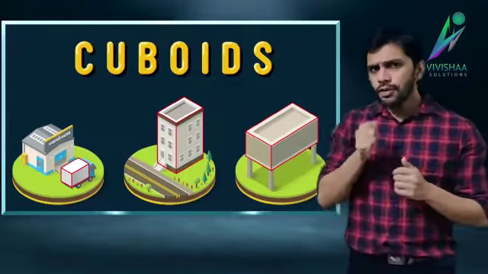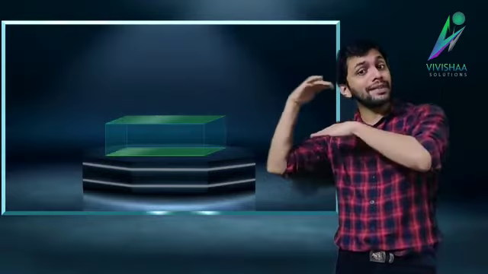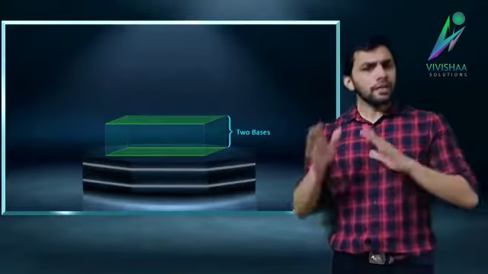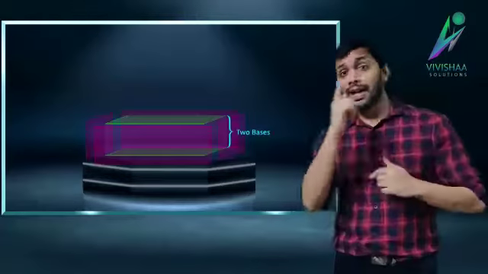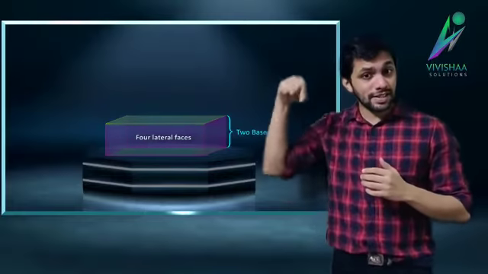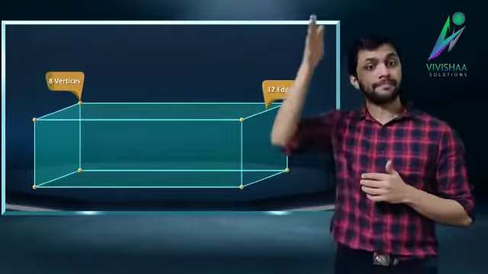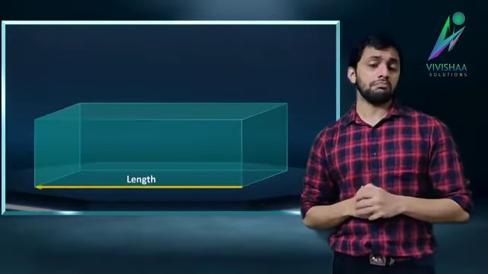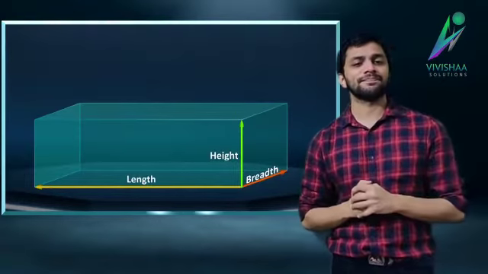Now, if you look at these faces, the top and the bottom faces are parallel to each other. These are called bases. The remaining 4 faces that join the 2 bases are called lateral faces. Now, cuboids have 8 vertices and 12 edges. The edges of this cuboid are its length, its breadth, and its height.